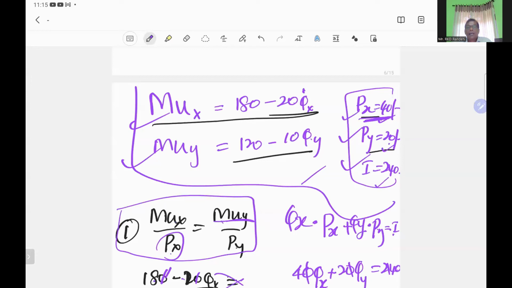Better to write that MUX equals 120 minus 20 QX, MUY equals 120 minus 10 QY. The price of X is 40, price of Y is 20, then the income is 240. Find out the utility maximization commodity bundle, or how he spent his money on the two commodities. There are so many questions you can ask.